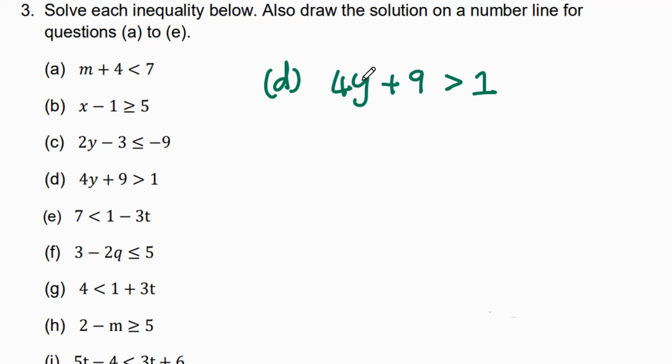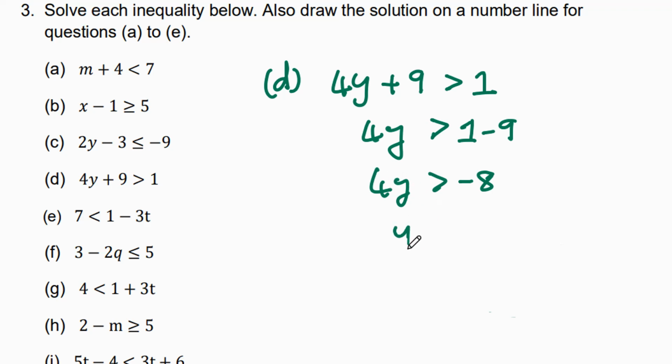We want to isolate the y on the left-hand side of the inequality. So we can start by taking the 9 to the right-hand side, and it becomes -9. So 4y is greater than -8. We are multiplying by 4 on the left-hand side, and that means we can divide it into the right-hand side. So then our answer is y is greater than -2.